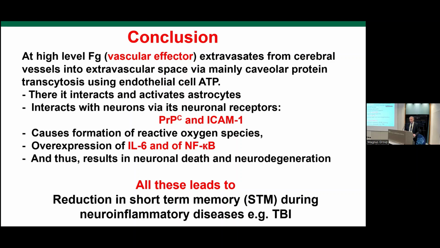So it extravasates from cerebral vessels into extravascular space via caveolar transcytosis. It interacts with and activates astrocytes, which affects neurons through PrPC and ICAM receptors, causes formation of reactive oxygen species, overexpression of interleukin-6 and NF-kappa B, and thus results in neuronal death, neurodegeneration, and all that leads to memory changes.